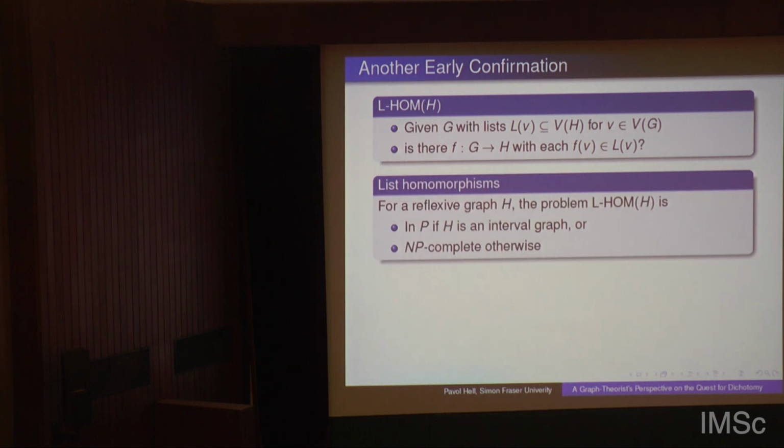This turned out to have a very nice answer. Let's start with the reflexive graphs. So this problem is polynomial time solvable if the fixed graph H is an interval graph. Vertices can be represented by intervals so that two vertices are adjacent if and only if the intervals intersect. There you can use the geometry to define a polynomial time algorithm. And it can be shown that in all other cases the problem is NP-complete. So this was proved by Feder and me in 1998.